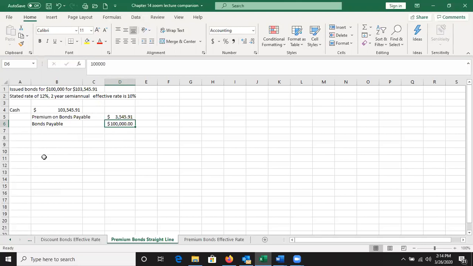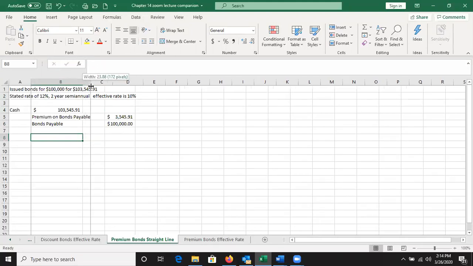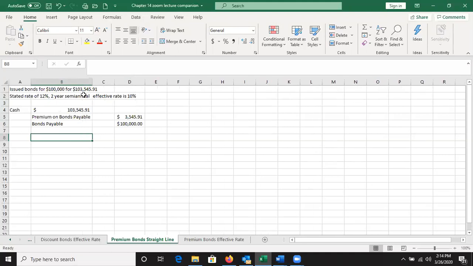We're going to do the straight line method. So the straight line method of amortization, again, the point is to bring the carrying value, which in this case is the value of the bonds plus the premium. Discounts take away, premiums add to it. So the carrying value of the bonds right now is $103,545. Our goal throughout the life of the bond is to bring this value down to the $100,000 bonds payable.